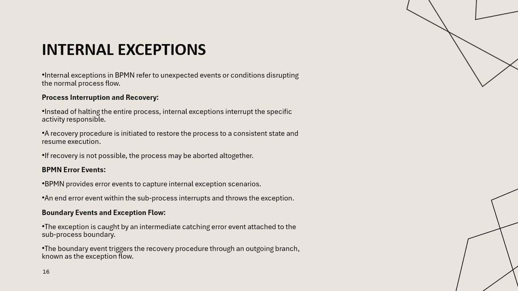BPMN offers error events to capture these internal exception scenarios. An end error event within the sub-process interrupts and throws the exception. This exception is then caught by an intermediate catching error event attached to the boundary of the same sub-process. The boundary event triggers the recovery procedure through an outgoing branch known as the exception flow.